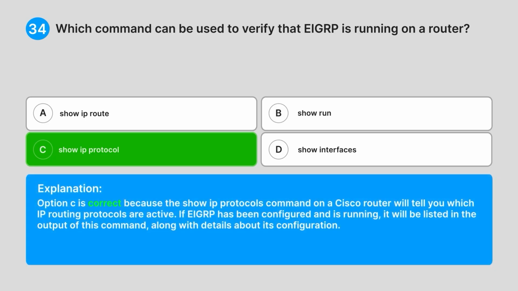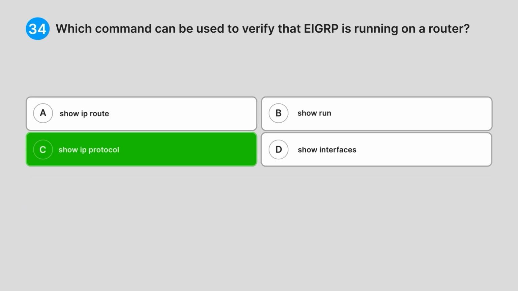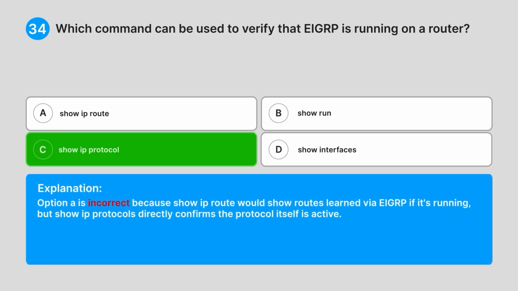Explanation: Option C is correct because the show IP protocols command on a Cisco router will tell you which IP routing protocols are active. If EIGRP has been configured and is running, it will be listed in the output of this command, along with details about its configuration. Option A is incorrect because show IP route would show routes learned via EIGRP if it's running, but show IP protocols directly confirms the protocol itself is active.